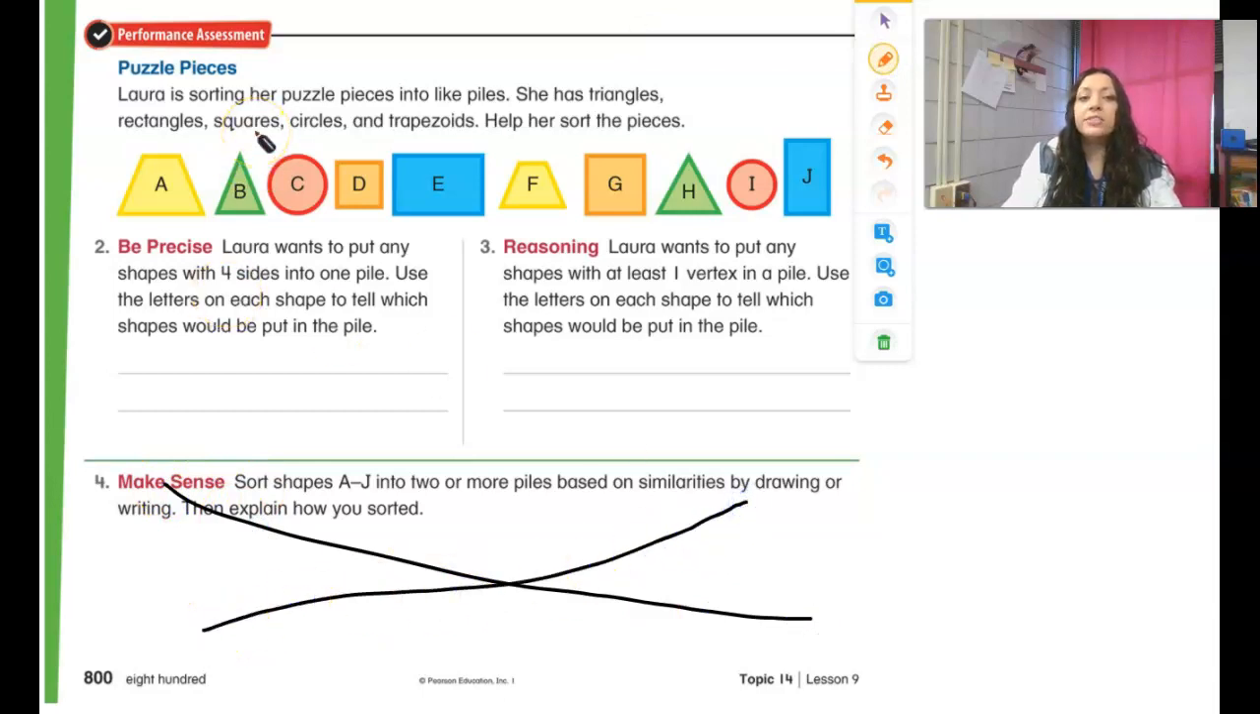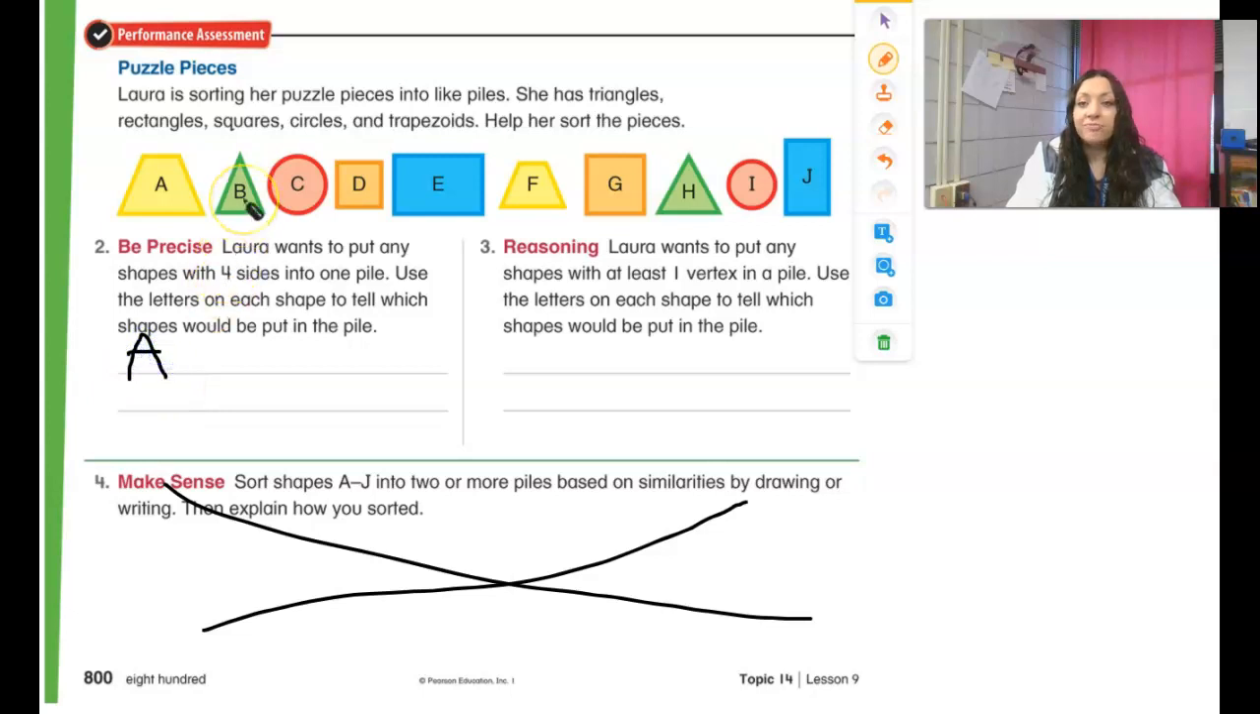And it says Laura is sorting her puzzle pieces into like piles. She has triangles, rectangles, squares, circles, and trapezoids. Help her sort the pieces. So right here it says you have questions you have to figure out. It says Laura wants to put any shapes that have 4 sides into a pile. So what you're going to do is you're just going to use the letter to write it. So does a trapezoid have 4 sides? Yes, so I'd write an A.